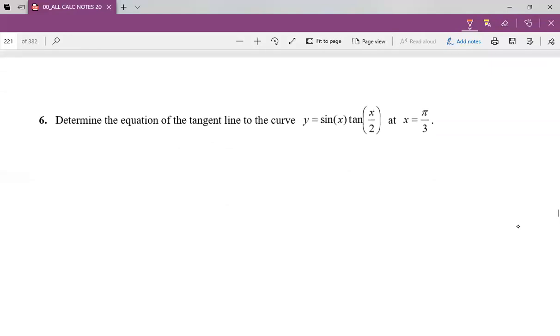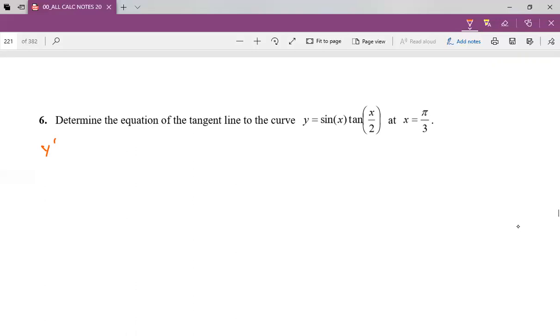Determine the equation of the tangent line to the curve y = sin x tan(x/2). We are going to do that when x is pi thirds. So our first step is find our first derivative, because we will need the slope.